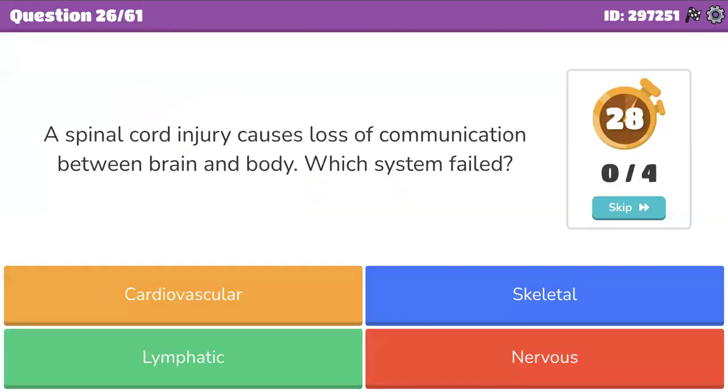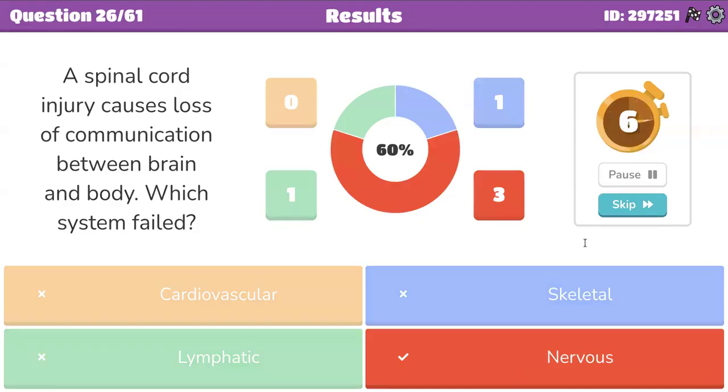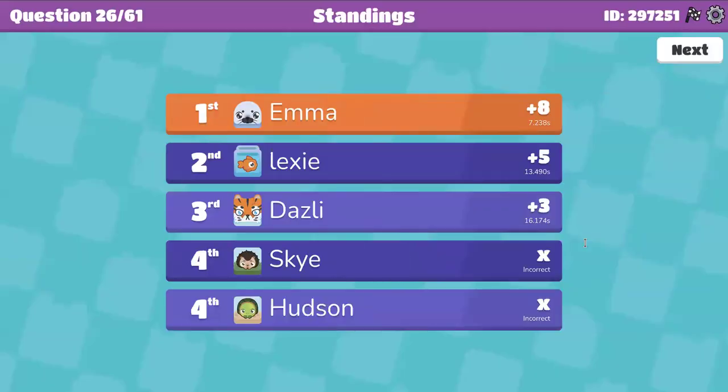A spinal cord injury causes loss of communication between brain and body. Which system failed? Okay, that's true. Flexibility and mobility can be used synonymously for each other, so I'm going to change it to a different word for the next round of using this. Thanks for letting me know, Hudson.